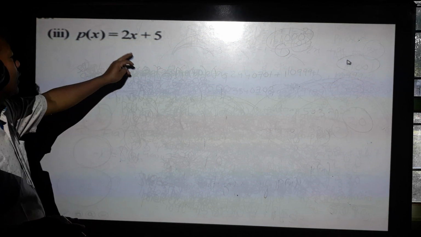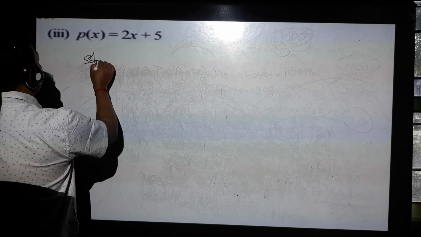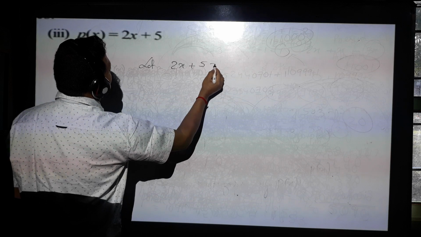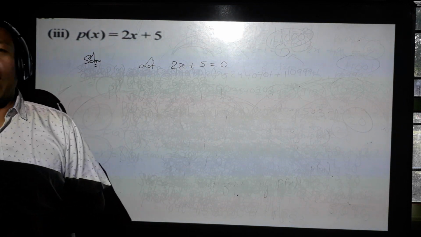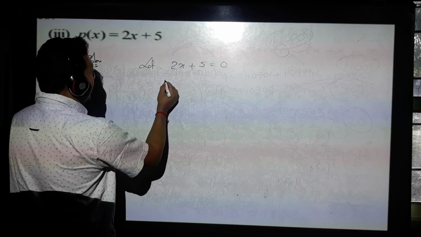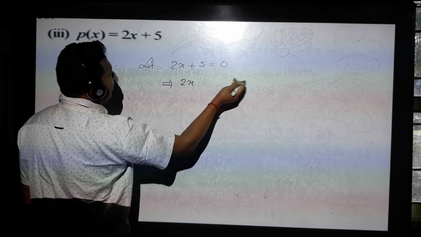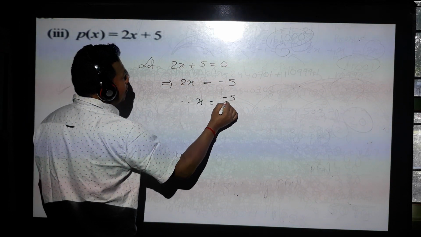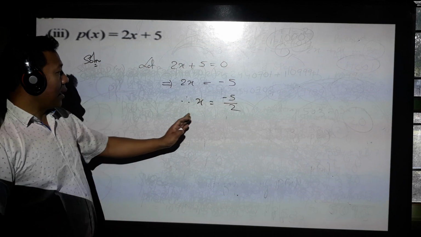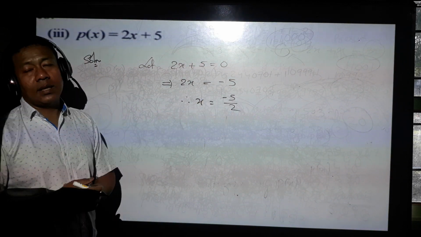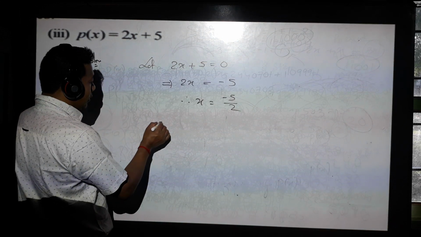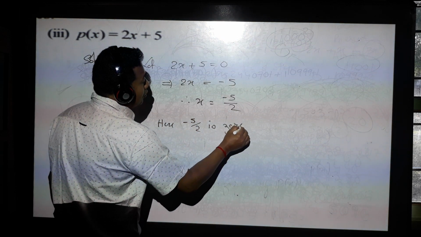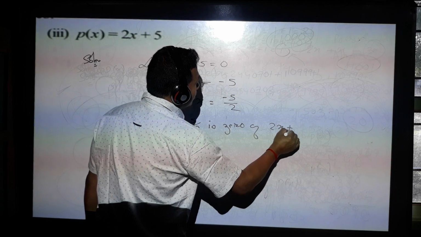So how to find the zeros of the given polynomial? Solution: just let 2x plus 5 equal to 0. Then try to solve for the value of x. So what you're going to have here is 2x; transfer this 5 to that side, you get minus 5. Therefore, x is equal to minus 5 by 2. That is the answer: minus 5 by 2 is the zero of the given polynomial. Here, minus 5 by 2 is the zero of 2x plus 5.